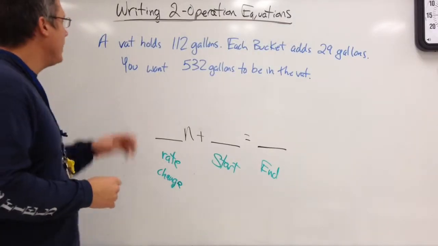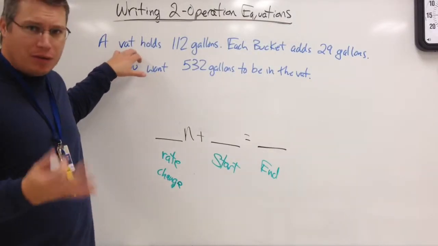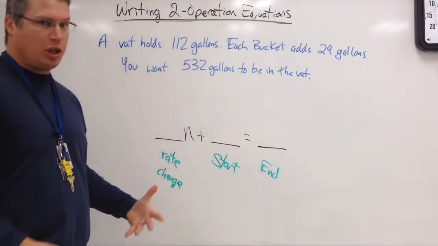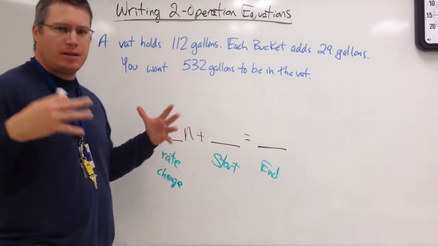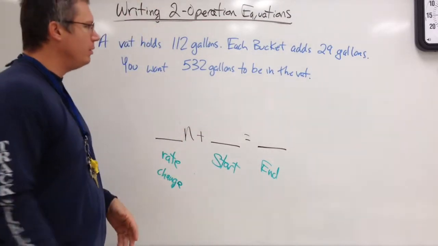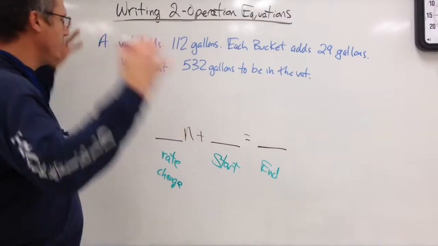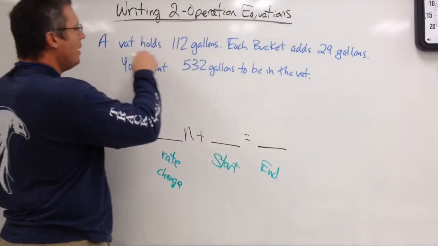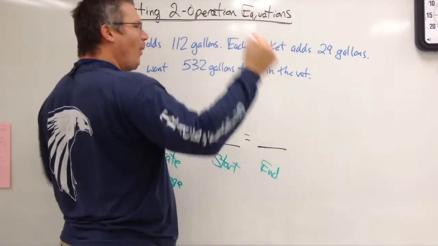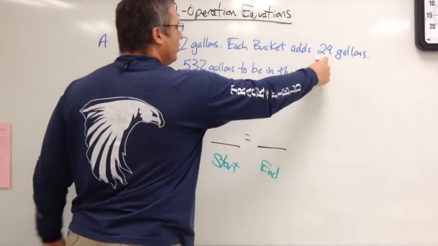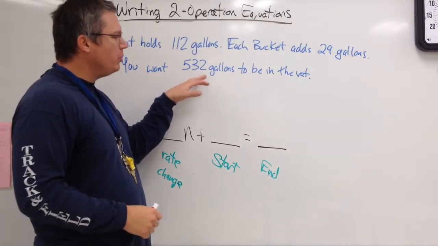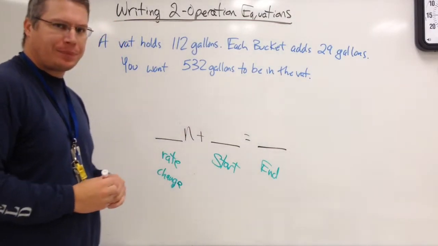Last example I want to look at, a vat. Now first of all, a vat is like this huge metal container that huge food manufacturers use to hold lots of liquid ingredients, etc. That's what a vat is. A vat holds 112 gallons. Each bucket now added in brings in 29 more gallons. You want 532 total gallons to be in the vat.